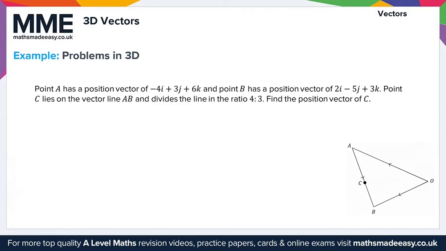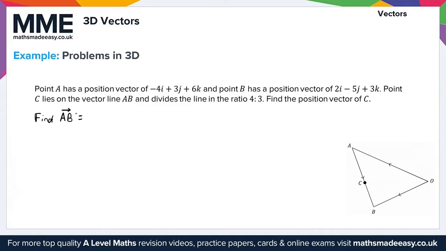What we also need to understand is that to find the position vector of C, that's going to be O to C. So in that case, we're going to need OA plus AC. And to find AC, like we just said, that's going to be 4/7 of AB. So let's start putting all this together now. First, we're going to find AB.